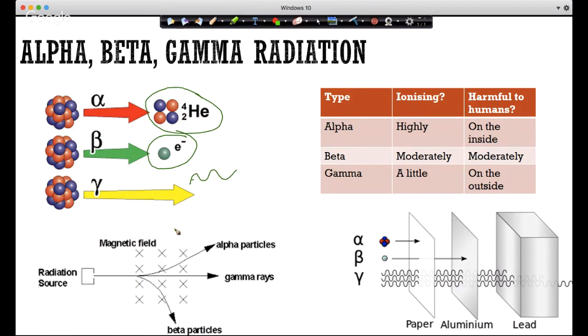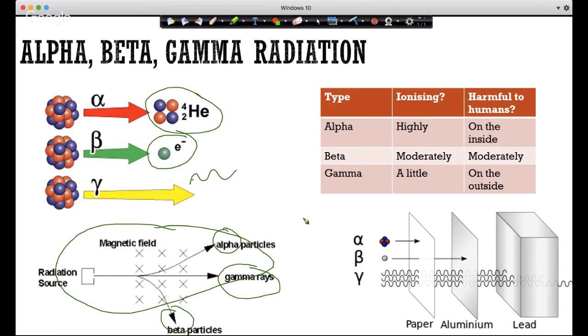Now, for higher tier, you need to know how it's deflected by a magnetic field. Because alpha and beta have got positive or negative charges, they will get deflected in a magnetic field. Gamma rays won't, they'll go straight through. What most people are really happy with for alpha, beta, gamma is what they get stopped by. Alpha is stopped by paper. Beta will go a few more centimeters in air and gets stopped by thin aluminium, and gamma rays will only get stopped by really thick lead or meters and meters of concrete.